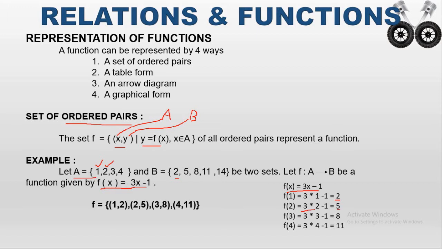So that is the second element in B. Next, take the x value as 3. So f of 3 equals 3 into 3 minus 1, that is 9 minus 1 equals 8. That is the third element in the set B. Next, take the fourth element, that is 4. So f of 4 equals 3 into 4 minus 1, which is equal to 11. That is the fourth element in B. Now we can write the ordered pairs: the first element from set A and the second element from set B. So (1, 2), (2, 5), (3, 8), (4, 11). These are the ordered pairs.